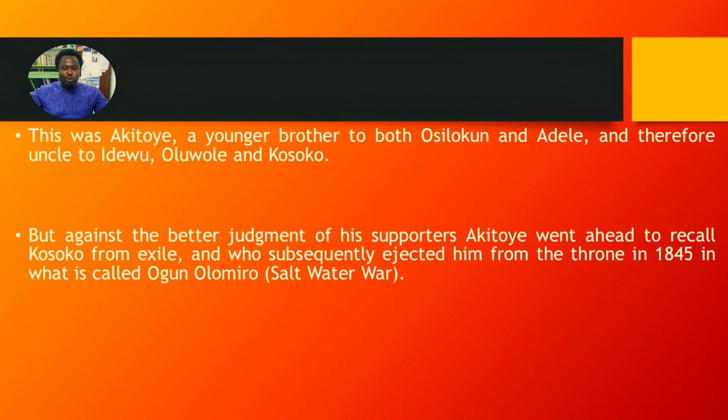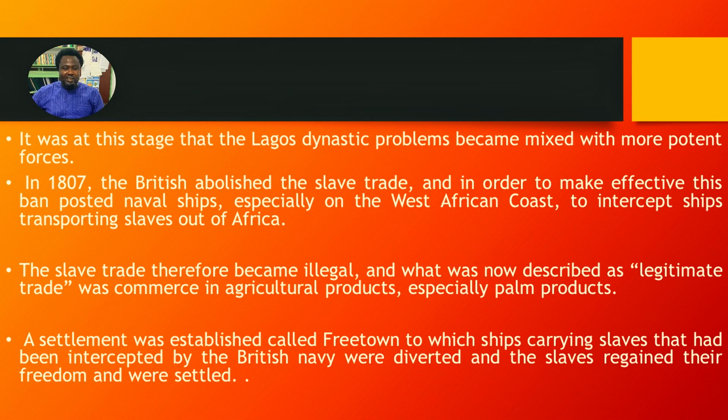So he recalled Kosoko from exile, who subsequently succeeded in ejecting him from the throne in 1845 in what is known as Ogun Olomiro, the saltwater war in Lagos. So it was at this stage that Lagos dynastic problem became mixed with more potent forces during the 19th century.